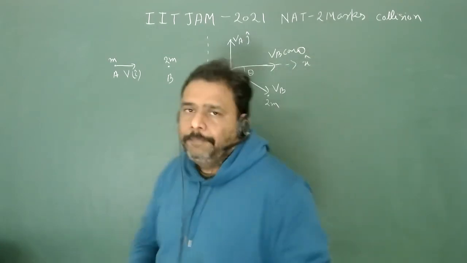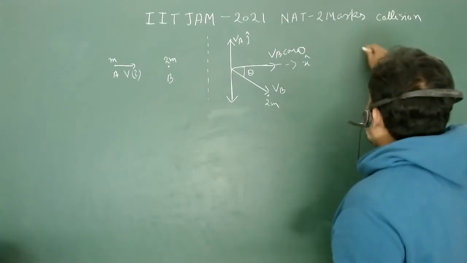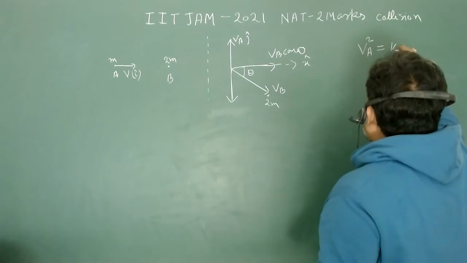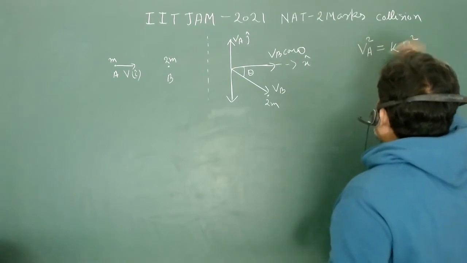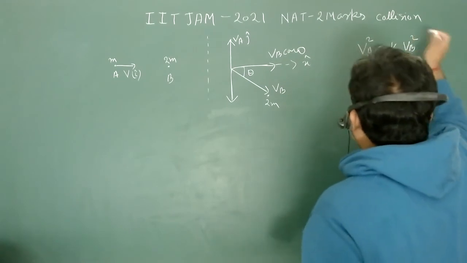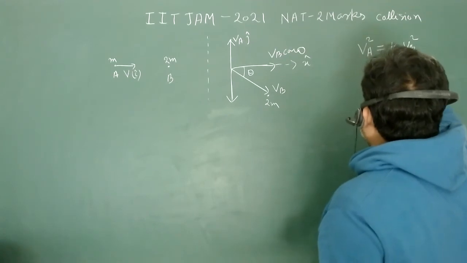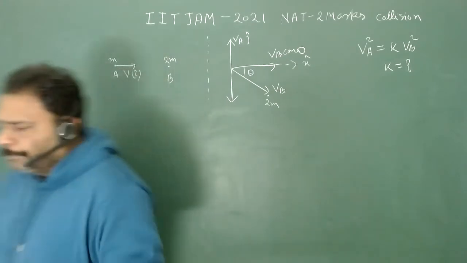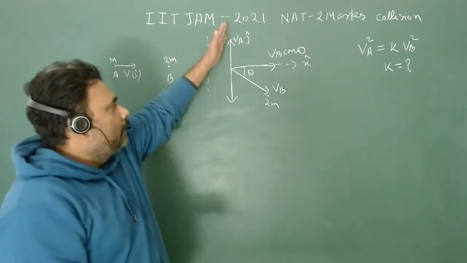So we have to calculate the relationship between VA square and VB square. So VA square is equal to, let's say, K times VB square. So we have to calculate the value of K. It's a quite simple problem. Hence, A is moving in the y cap direction.